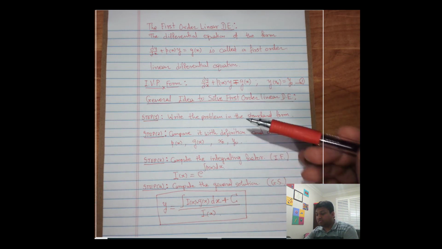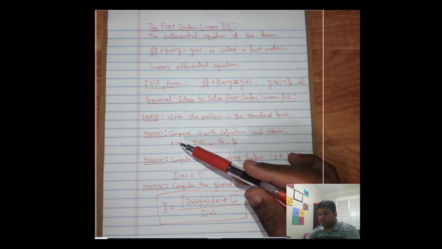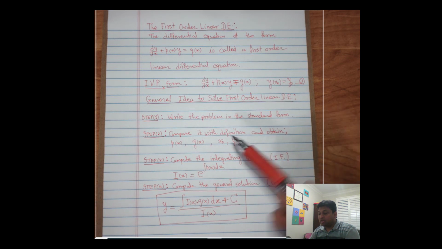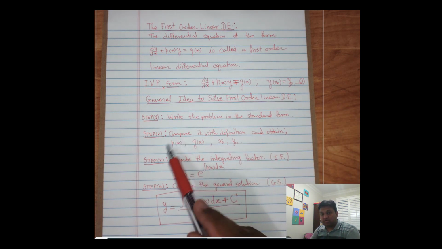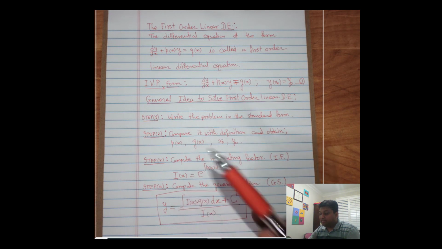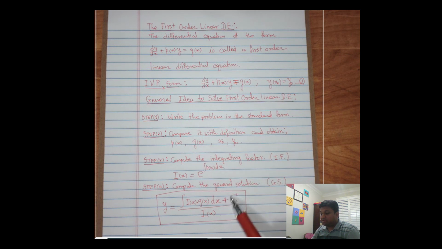So as you see, we have 4 steps out of 5. Write the problem in the standard form, get the information about the coefficient function, right side function, x naught, y naught, and compute the integrating factor using the coefficient function by getting one antiderivative of p of x with respect to x and putting it in the power of e. Compute the general solution by integrating the product of the integrating factor and g of x, adding a constant of integration to it and dividing this sum by the integrating factor.